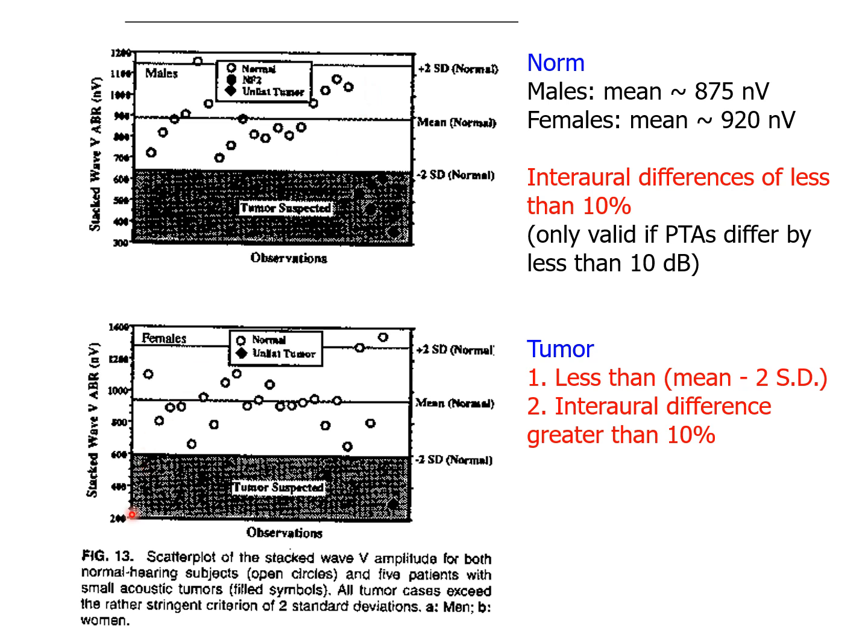For women, similar findings are observed. The mean stacked ABR waveform amplitude for females is about 920 nanovolts. On top here is the mean plus 2 standard deviations, and here is the mean minus 2 standard deviations.